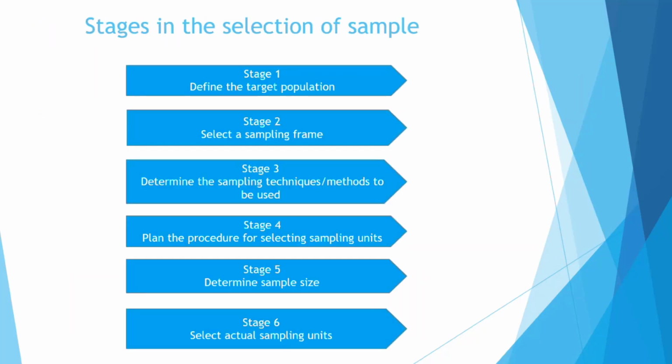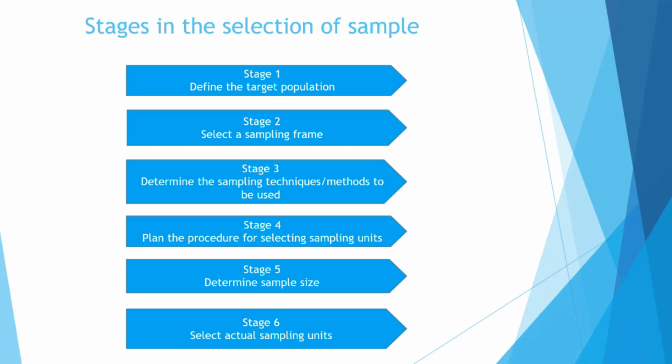Now we need to look at the steps, or stages, if you want to call them stages. The stages in the selection of a sample. Where do you start? 1, you define the target population. We've spoken about that one. I think it's almost similar to the slide I've just shown. You select a sample frame. I think this is almost a repetition of that. Maybe I've just put it in a different way here. Then from there, you determine the sample techniques. We've spoken about this. Then you plan the procedure for selecting your sample. Then you determine the sample size. And from there, you select the actual sample unit. All these things need to be followed, colleagues.